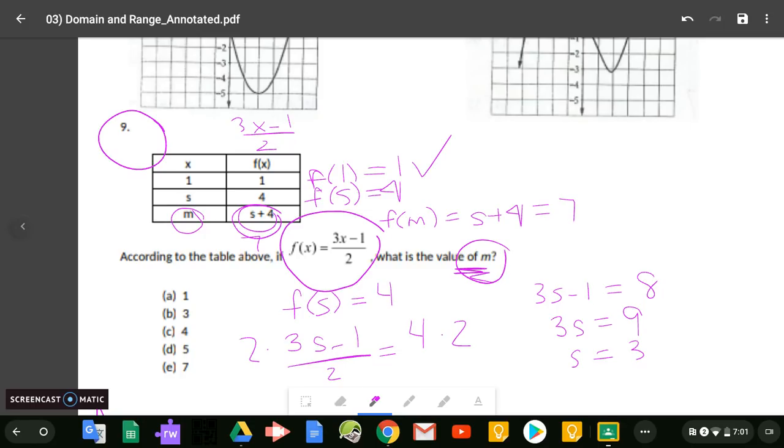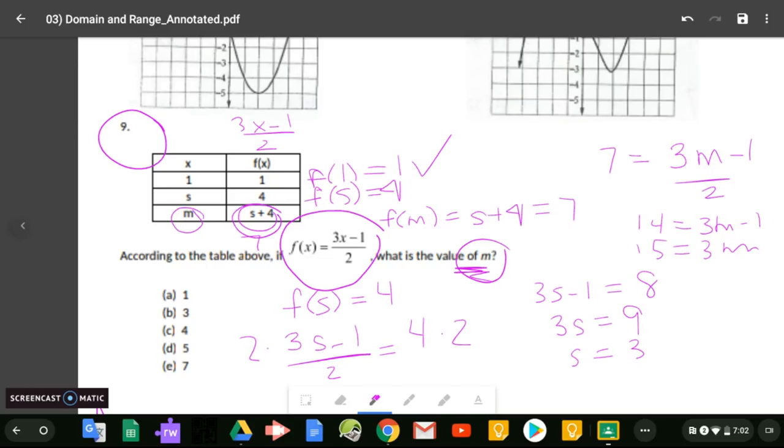So I'm going to do the same technique I did to solve for s, but now use it to solve for m. So here, I'm going to say 7 equals 3m minus 1 over 2. And again, I'm just plugging m into my function for x. I'm going to multiply both sides by 2. And I'm going to isolate m. So I'm going to add the 1 over to get 15. And then I'm going to say m equals 5.